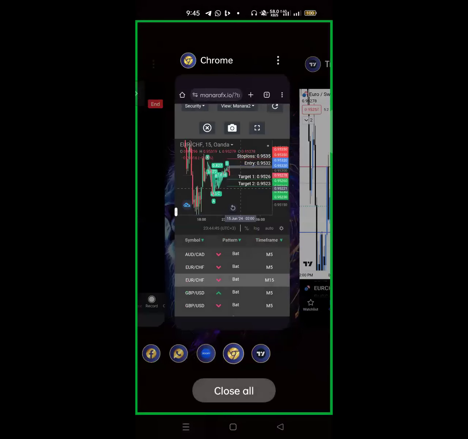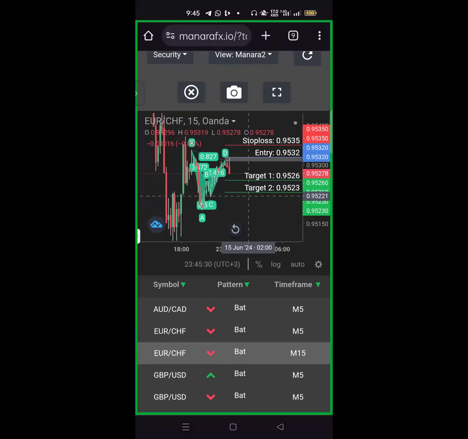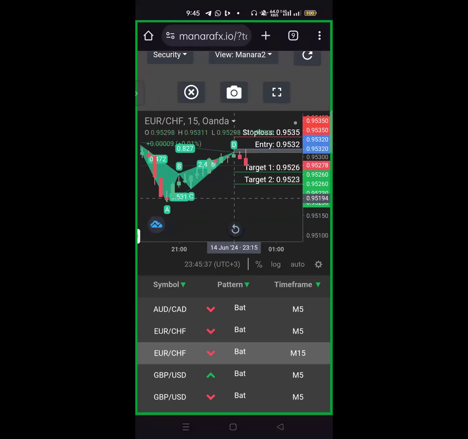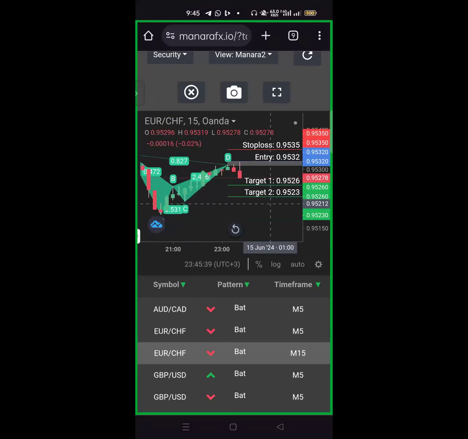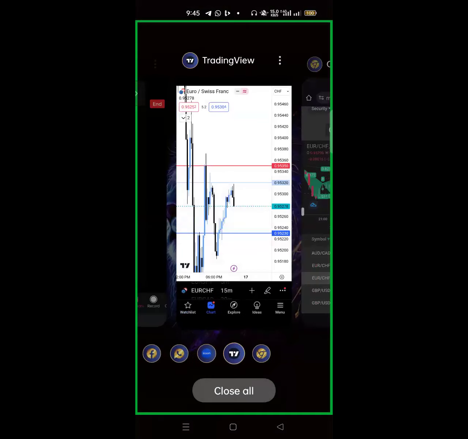But if you see, the C area is lower than that. The C is around the 95.22 area. The chart has X, A, B, C, D, right? This is what I'm talking about. The C is around here, 95.21 area.